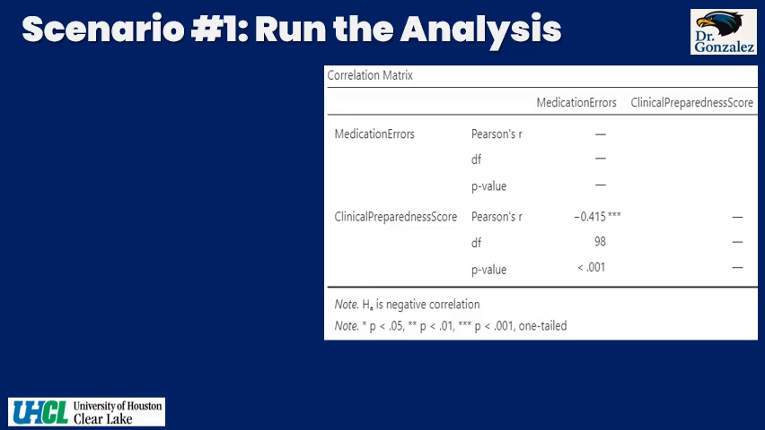So here is the correlation matrix for that comparison. I'm looking at clinical preparedness score and medication errors. I have a Pearson's R of negative 0.415, and I've got some asterisks right there. That's going to be important. And then I have a p-value of less than 0.001. And if you remember, our critical p-value was less than 0.05.